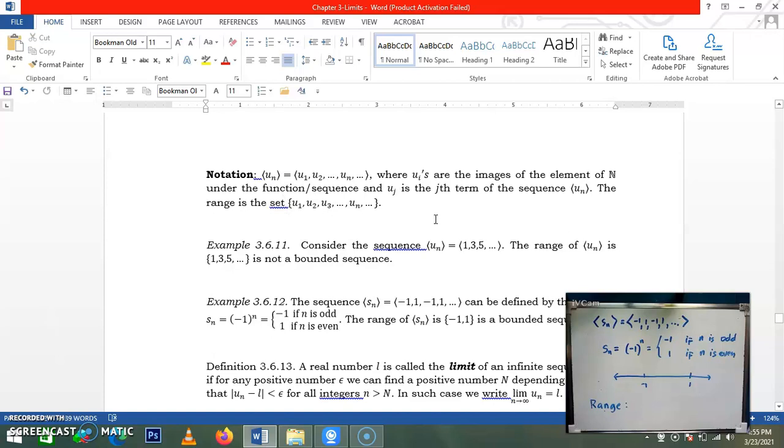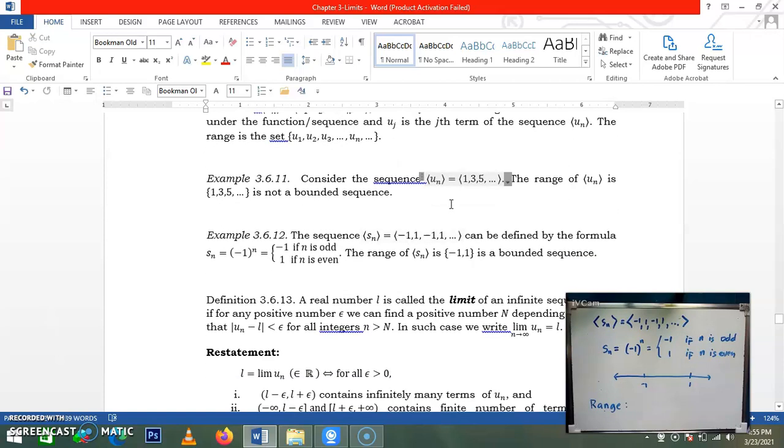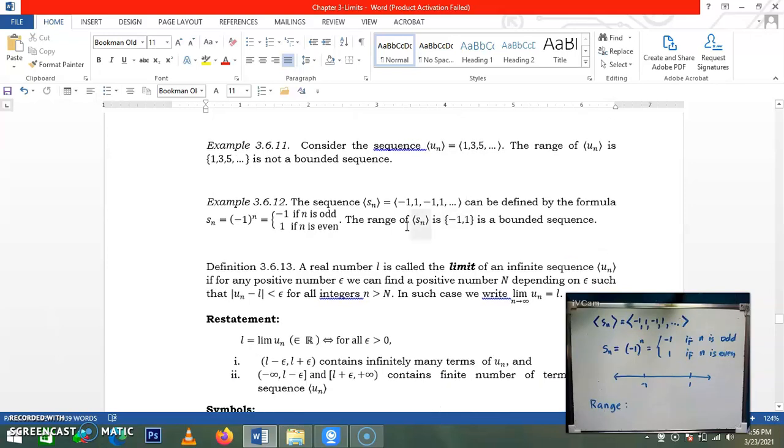Now let's try to have an example here. Let's consider this sequence. We have 1, 3, 5, and so on. So the range of the sequence is this set with elements 1, 3, 5, and so on. As you can see, the set here is infinite. Therefore, this sequence is not bounded. Okay, let's have another example.